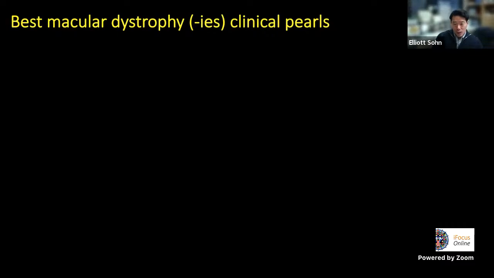So let's talk about some pearls for macular dystrophies, because I've described a couple different subtypes. I've described multifocal Best disease, ADVIRC, autosomal recessive bestrophinopathy, as well as just the kind of traditional Best disease that we normally think of.